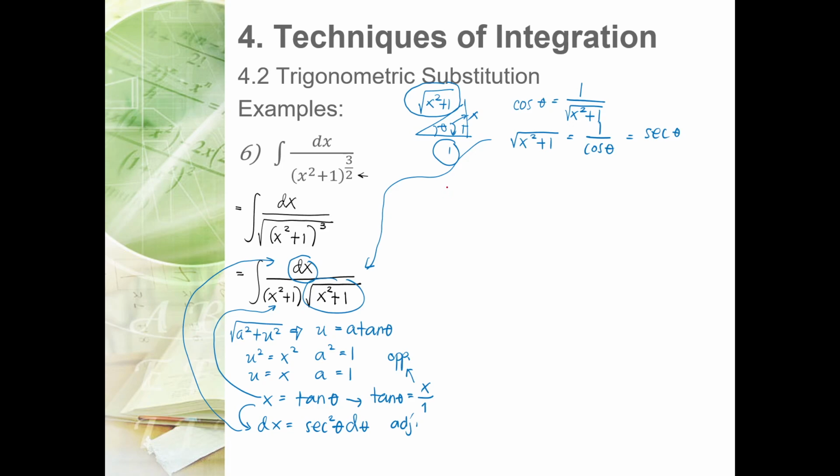Okay, so since we are done identifying the different terms, we can now replace or substitute them. So starting with dx, dx is secant squared theta d theta. So all over, next is x squared. So this will be tangent squared theta plus 1. Then times, so sunod, sunod is secant theta. So this term here.